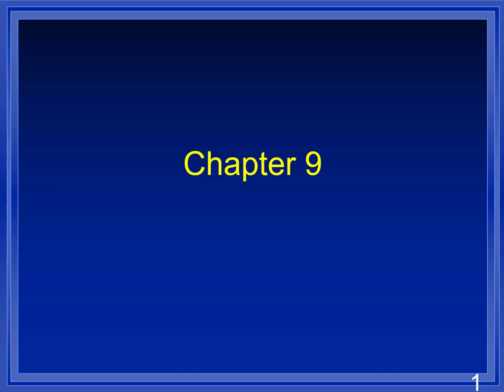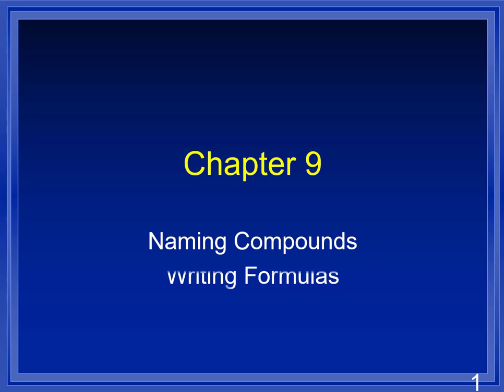Okay, so chapter 9 is about naming compounds and writing formulas. It's going to be a lot shorter unit than this covalent one was. There's a lot of stuff in this unit. And the last unit will be less than this one, be shorter. Okay, so why bother to do this?